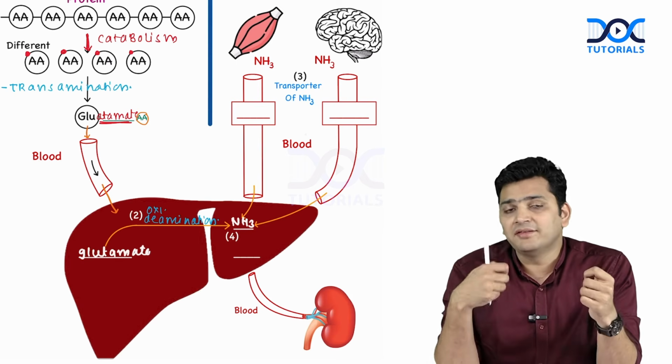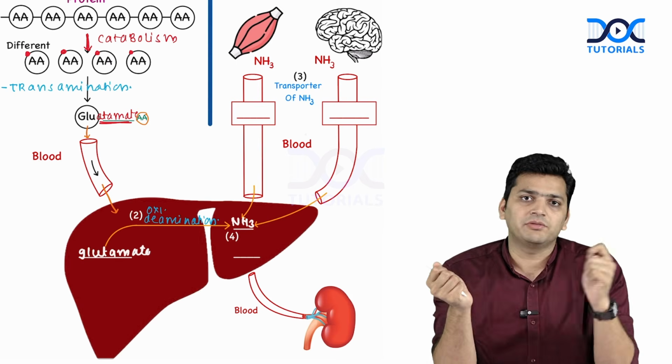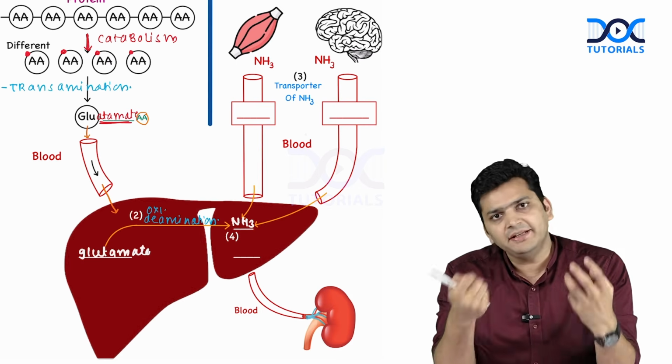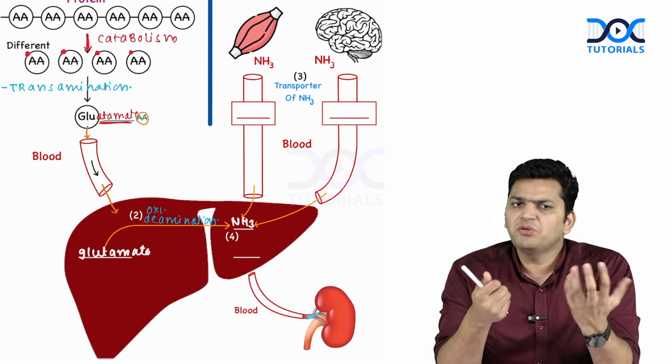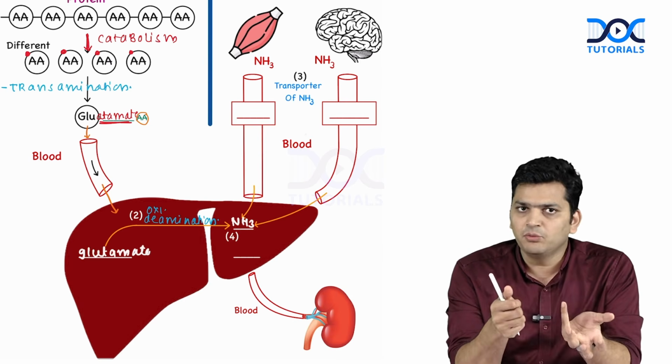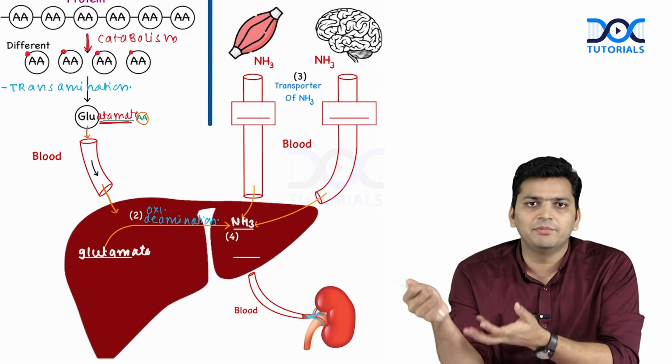So we have answered one more question here: why we converted all the amino acids into glutamate. Because glutamate easily donates the ammonia, and this is what we wanted. The rest of the amino acids don't give up the ammonia easily. If they could give the ammonia easily, they would be happily welcomed in the liver.